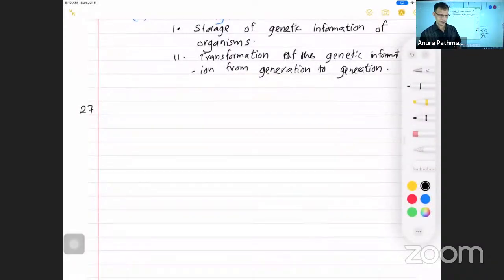Any comments? Water is a good, right? Water has, you can see my screen, can you?